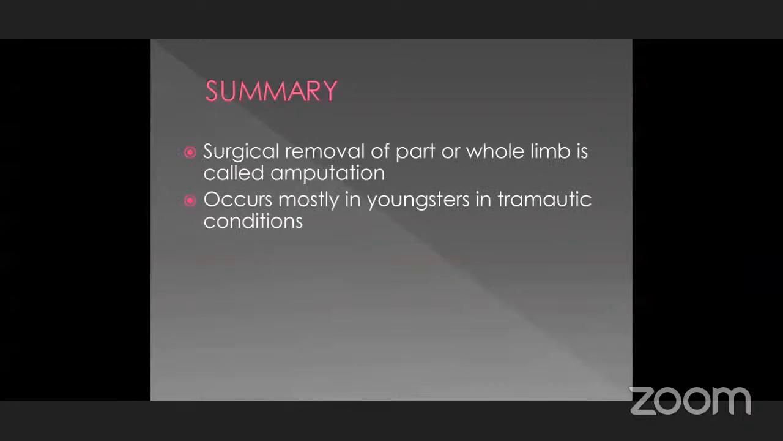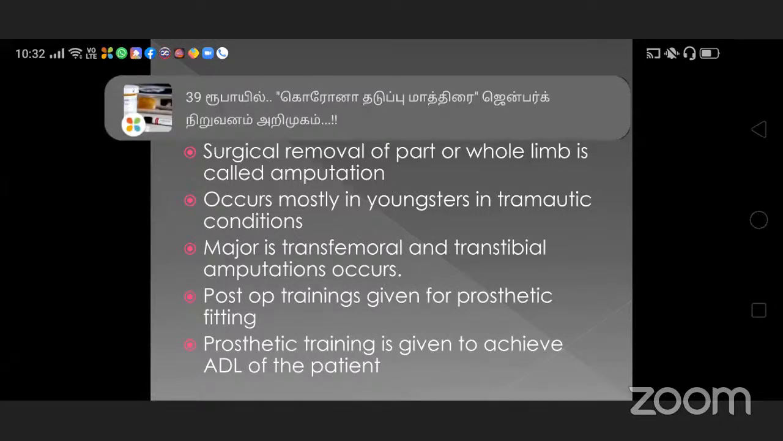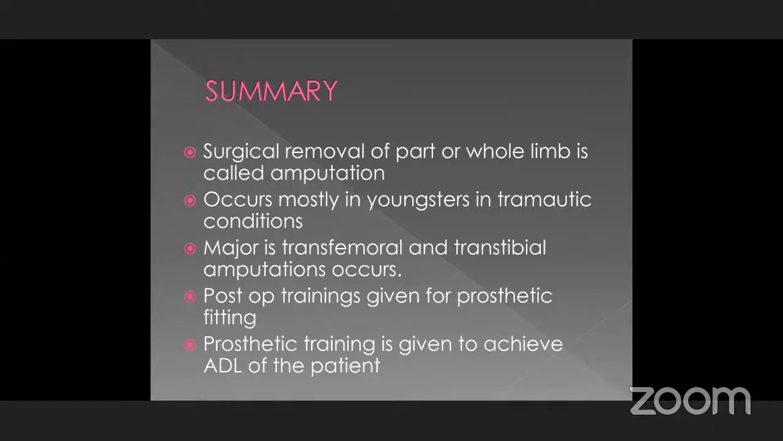First of all, I'm saying that the surgical removal of a part or whole limb is called amputation, and it occurs mostly in youngsters in traumatic conditions, for example crush injuries. The major types are transfemoral and transtibial amputation. It is not said by me, it is said by the statistics presented on the internet alone. And then we will talk about the post-operative training given before prosthetic fitting.